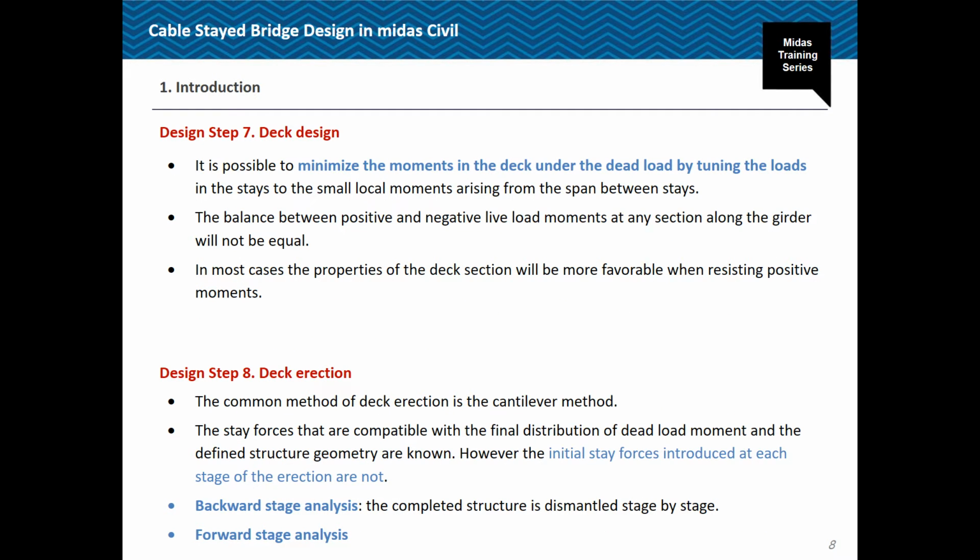Regarding the deck design, one of the main parameters is the deck bending. One of our main concerns should be to minimize the moment in the deck under dead loads, and we can do this by tuning the loads in the stays to reduce the bending produced by the overall layout of the stays. The balance between positive and negative live load moments at any section along the girder will not be equal, and in most cases the properties of the deck section will be more favorable when resisting positive moments than negative moments.